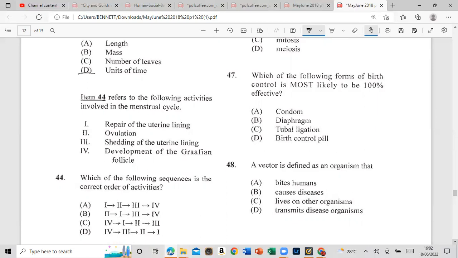You know, I don't like this guy. That one would be shedding of the uterine lining, ovulation, and then repair. No. Whoa, that one is spooky.